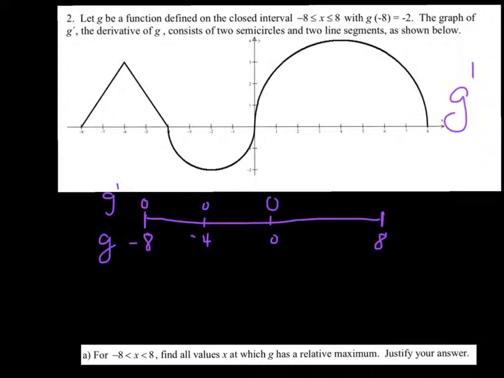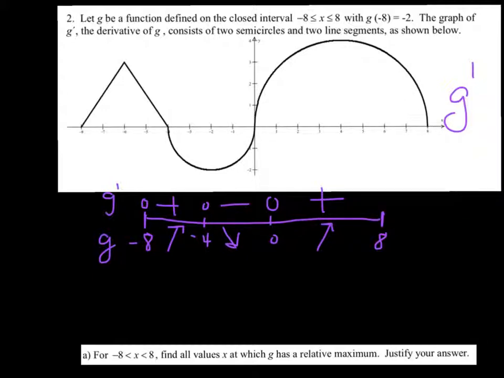All right, the next thing I want to do is say where is G prime positive and where is G prime negative. Remember, where G prime is positive, that is where the function is increasing. I can see here that the interval between -8 and -4, the graph is above the x-axis, so positive. The next interval is between -4 and 0, and there the graph is below the x-axis, so negative, and that means the original function would have been decreasing there. Between 0 and 8, it's above the x-axis, so increasing.